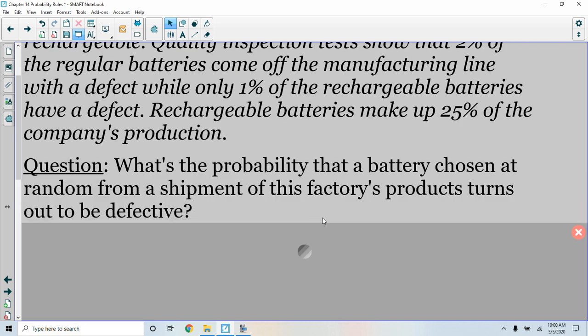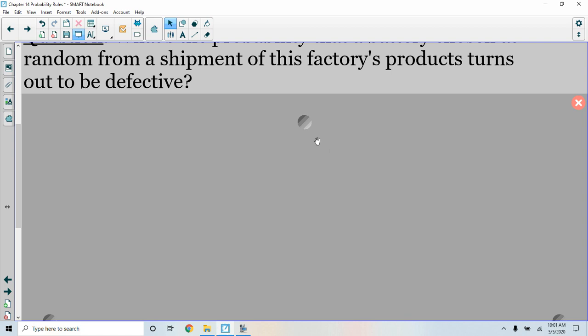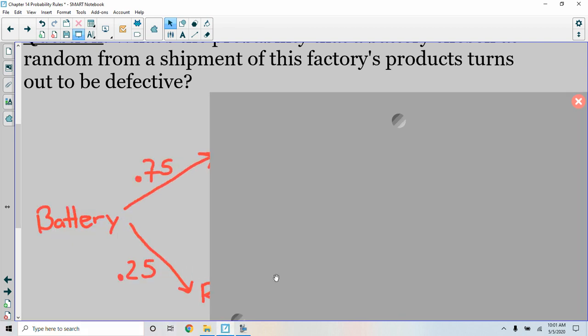And so what we want to know is that if we randomly choose a battery from a shipment from this factory, we want to know if that battery will be defective. So we don't care if it's rechargeable or regular, we just want to know the probability it's defective. So we can set up what's called a tree diagram. We have a shipment of batteries. 75% of them are regular batteries, 25% of them are rechargeable.